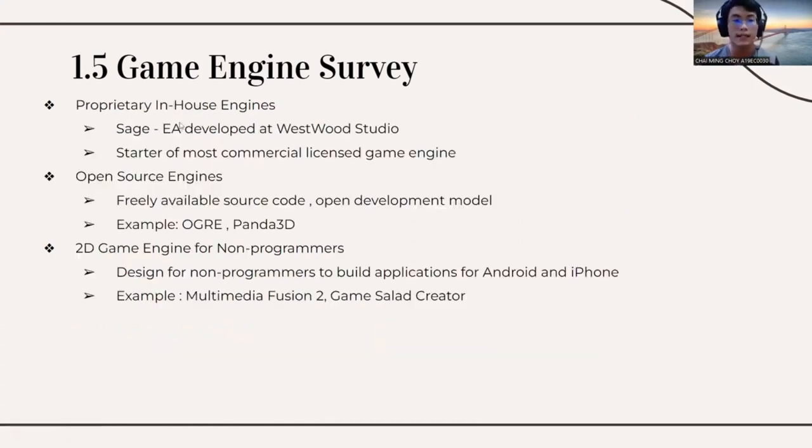We also have in-house engines like Sage, developed by EA, and the game engines that I mentioned just now, most of them started as in-house engines. We also have open source engines created by amateur and professional game developers, and they are totally free. The source code is freely available and they have open development models, like Ogre and Panda 3D.